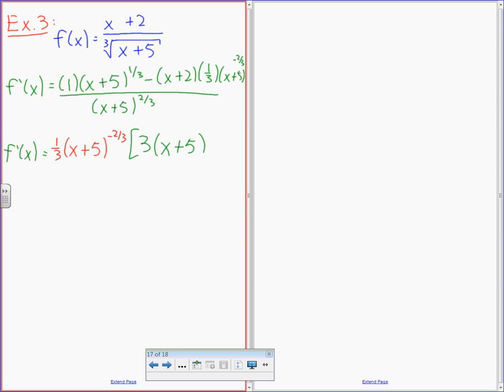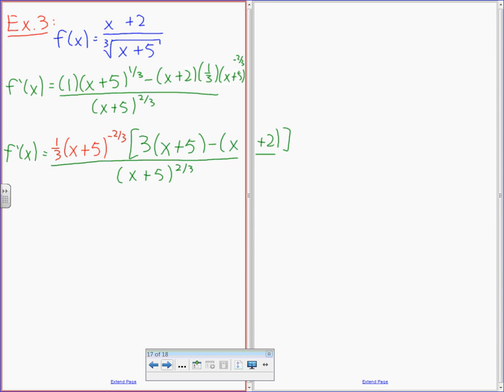On the right-hand side, I divide 1/3 by 1/3. This cancels. x plus 5 to the negative 2/3 divided by that cancels. I'm just left with a minus x plus 2, all over x plus 5 to the 2/3. Okay, I'm going to take a step back. Are we sort of okay with what just happened there, mostly? Like these will take a few questions to practice up.